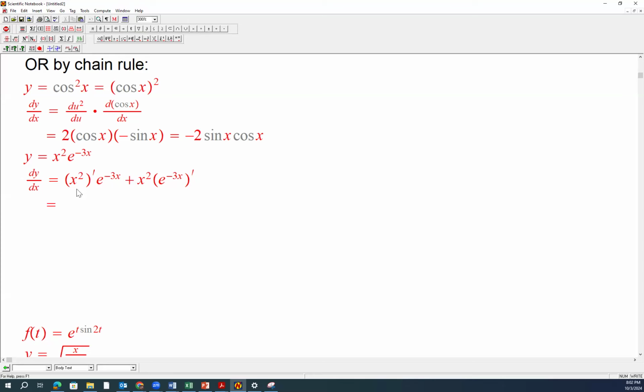And this step actually is dispensable. The derivative of x squared is 2x, and you just copy e to the power negative 3x, plus we keep the x squared, and we're going to differentiate e to the power negative 3x. How do we differentiate e to the power of negative 3x?